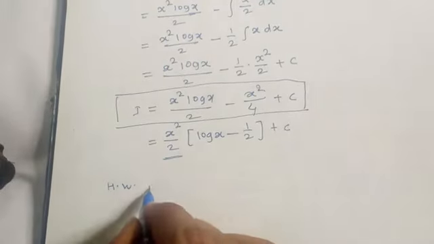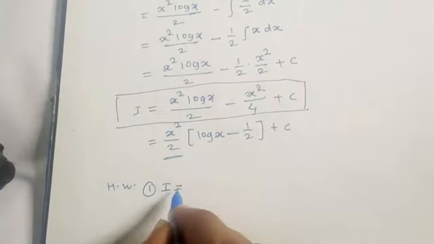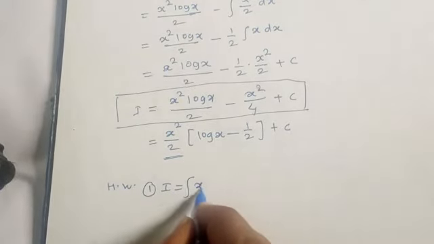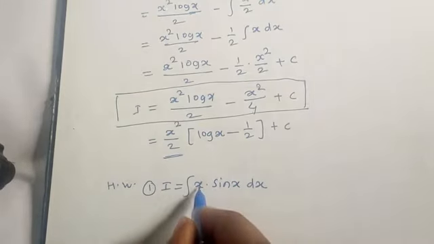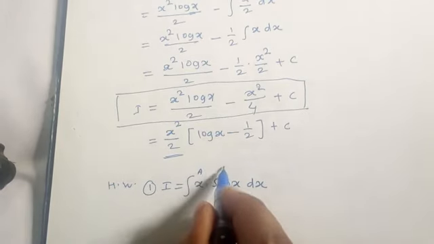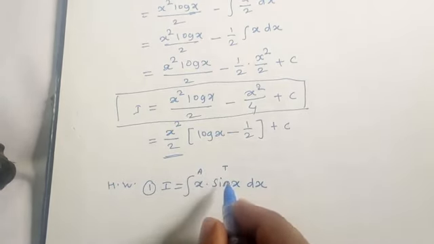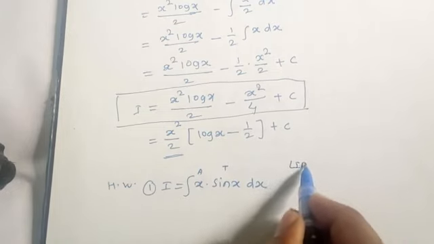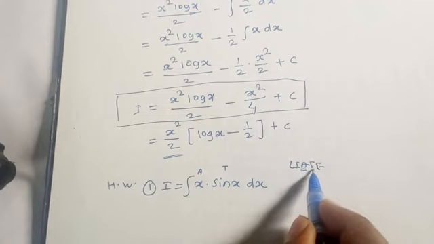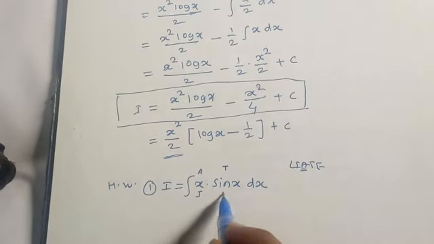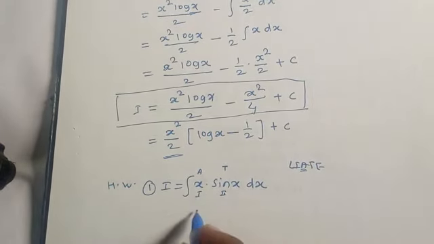Okay, some problems for your homework. The first problem for homework is I is equal to the integration of x into sine x dx. In this example, x is algebraic and sine x is trigonometric, and using the LIATE rule you can take the first function as algebraic and then trigonometric, that means this is the first function and this is the second function, so use as given.